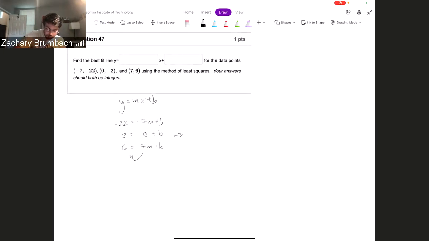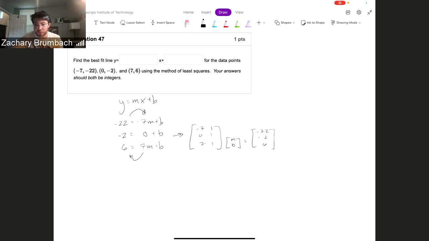I'm just going to switch the sides of this, okay? So I have negative 7, 1, 0, 1, and 7, 1 for my coefficients of m and b, equal to negative 22, negative 2, and 6. Okay? So far so good? Any questions so far? Neat.